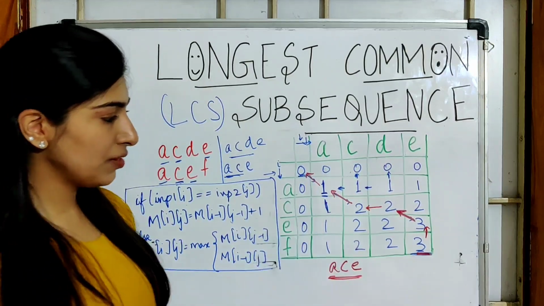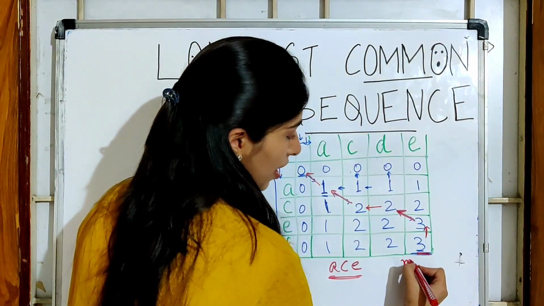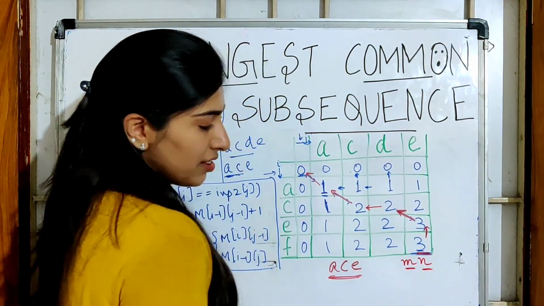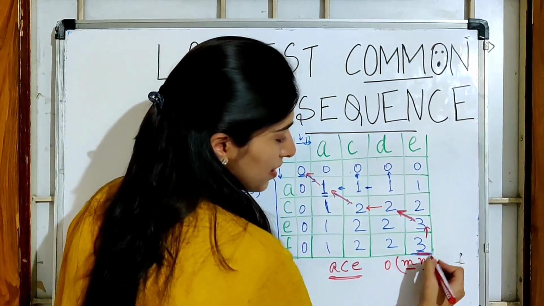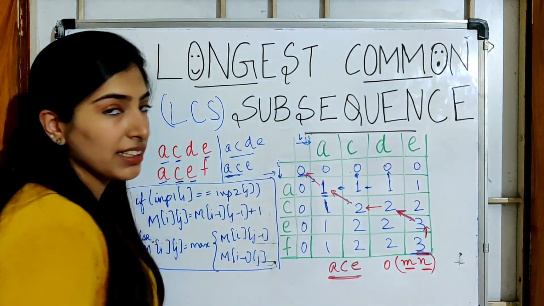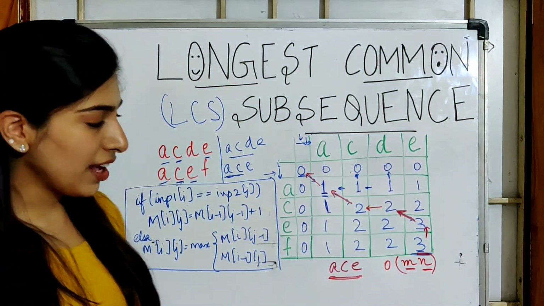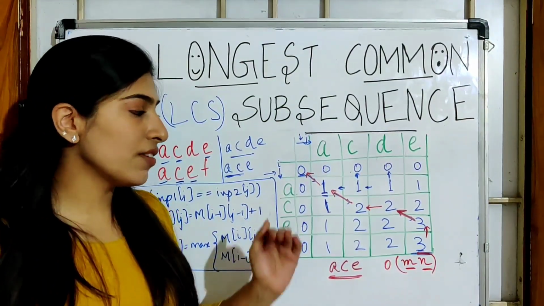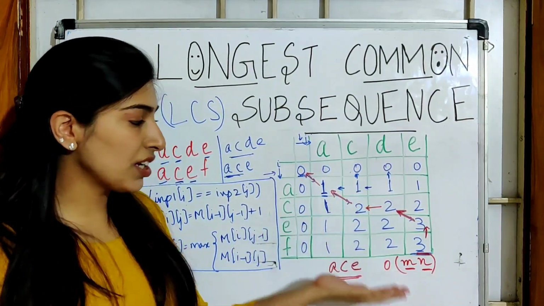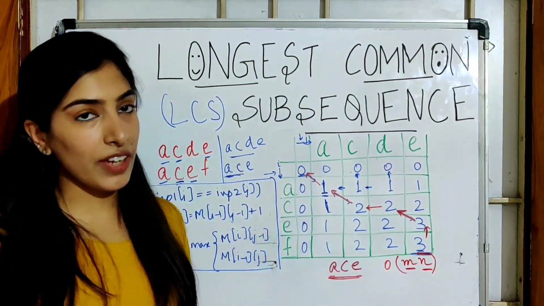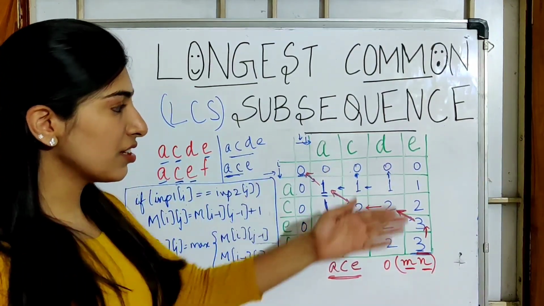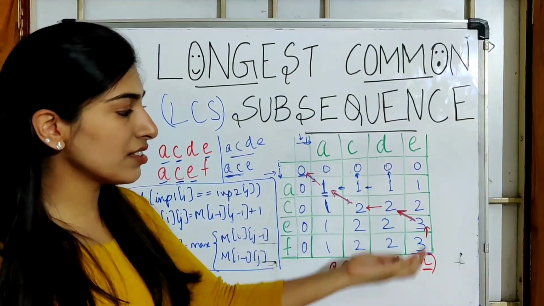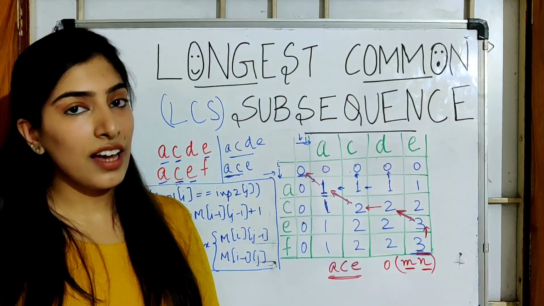Let's analyze the efficiency of our answer. The grid size will be mn, where m is the length of one string and n is the length of another string, right? So space complexity is O of mn, the time complexity is also O of mn. As you can see, we have increased our efficiency from exponential to order of mn, which is a very good solution. So this solution is nothing but dynamic programming. What we are doing over here is taking the sub-problems and finally finding our answer.